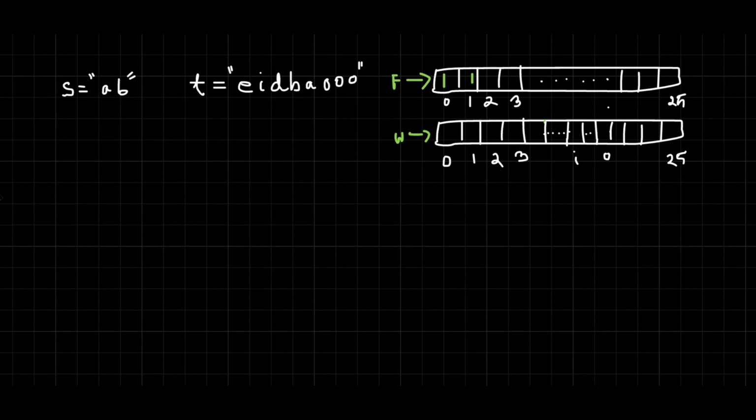Now, to understand the algorithm, we have taken the first example. The first string S contains two elements, AB, and the second string T contains 8 elements, which is EID, BA, OOO. And here we can see that this substring BA is a permutation of AB. Now, here we simply have to check the permutations. So how can we do it?